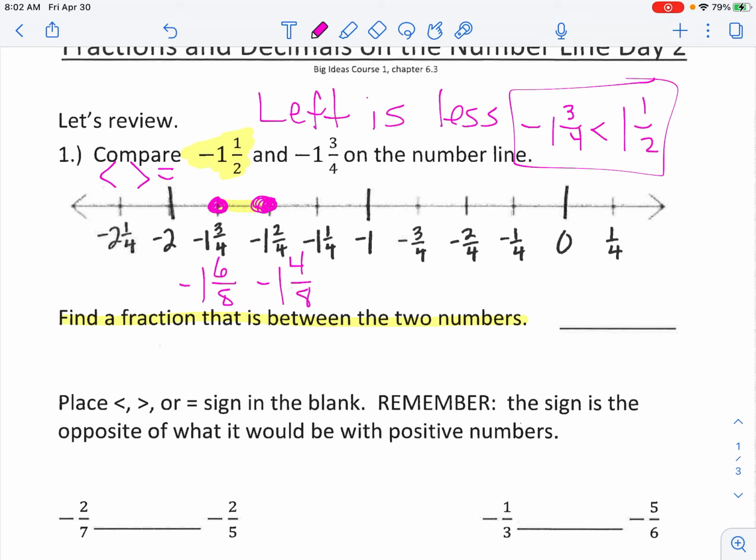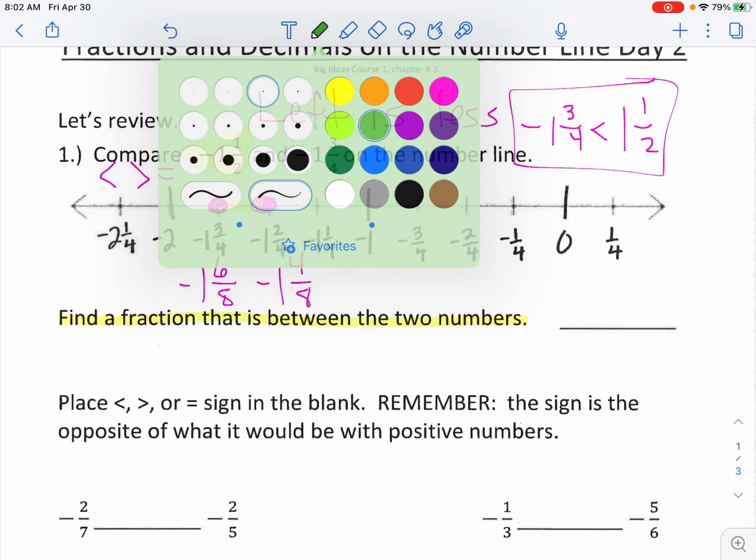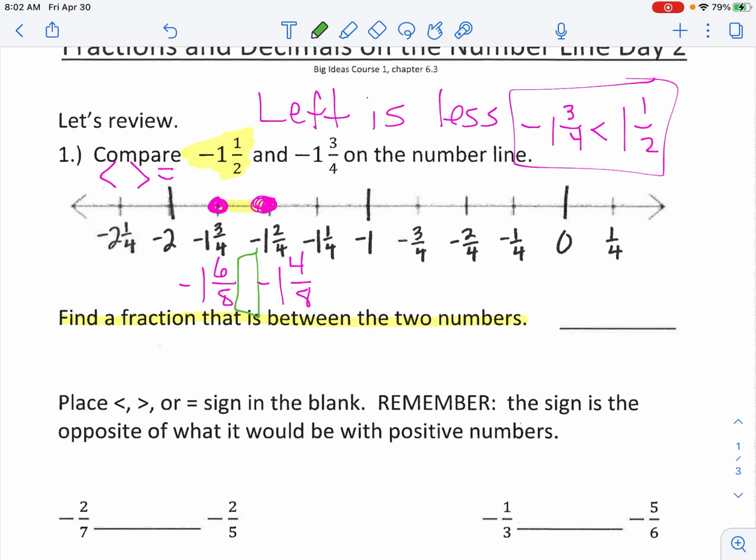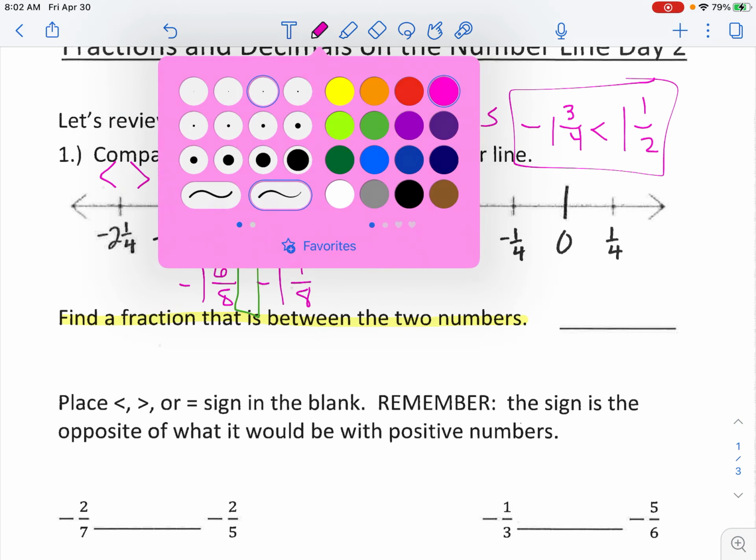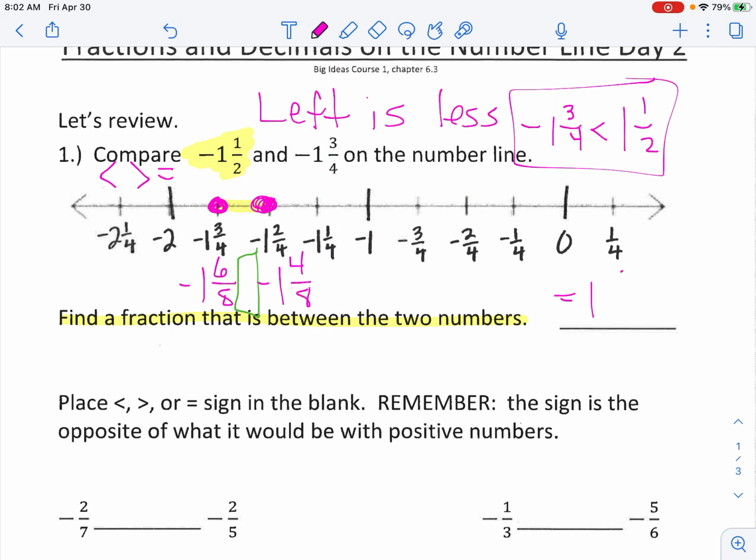So what fraction comes between -1 6/8 and -1 4/8? Well, that would be -1 5/8.